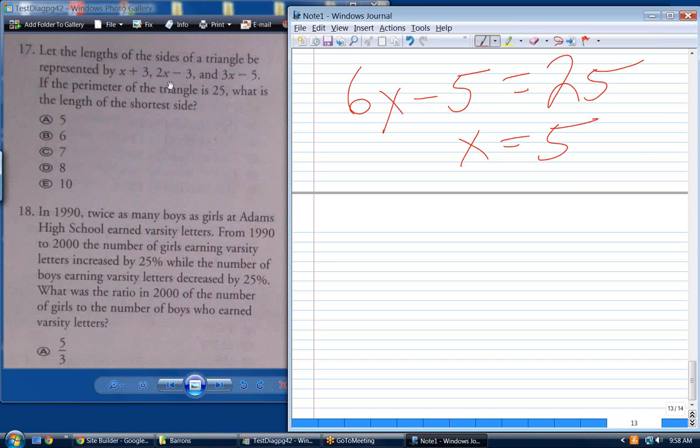Okay. And it's the middle one. 7 is the length of the shortest side, not 8, and not 5. Okay, so yeah, answer C.